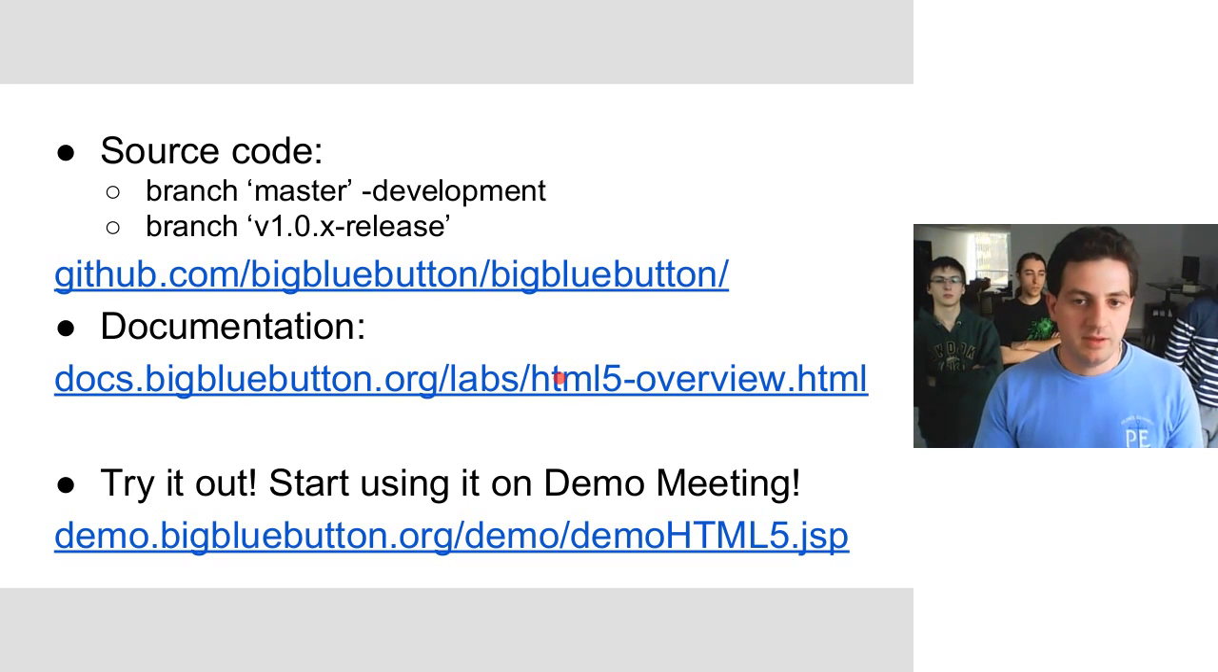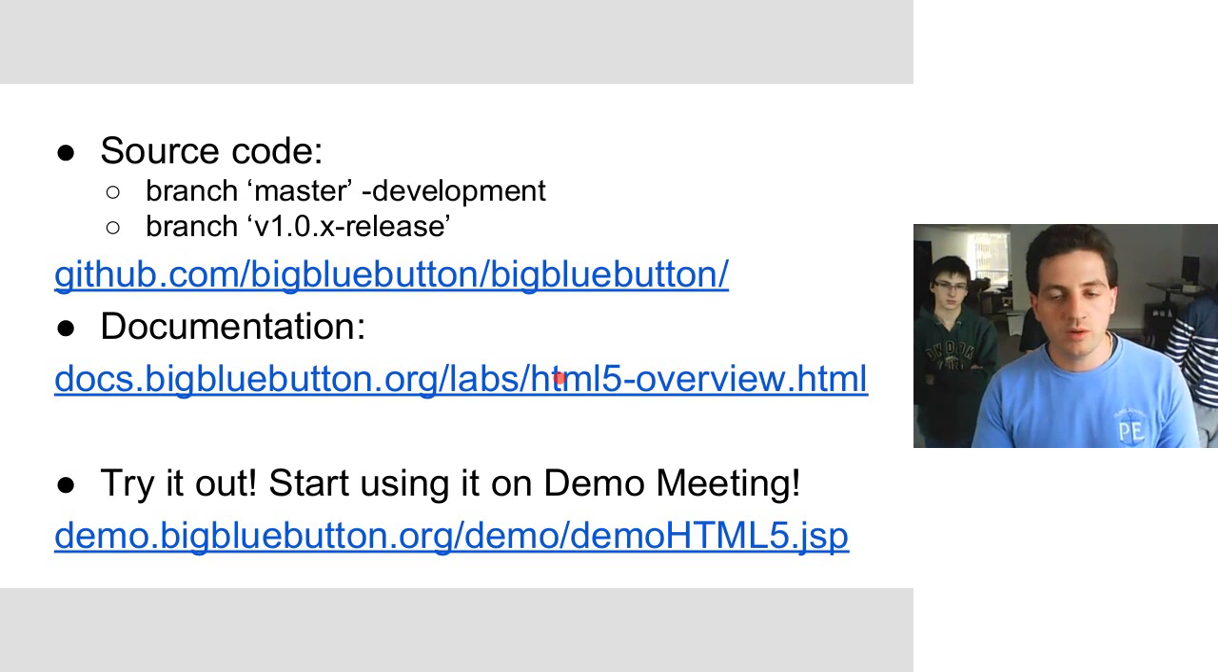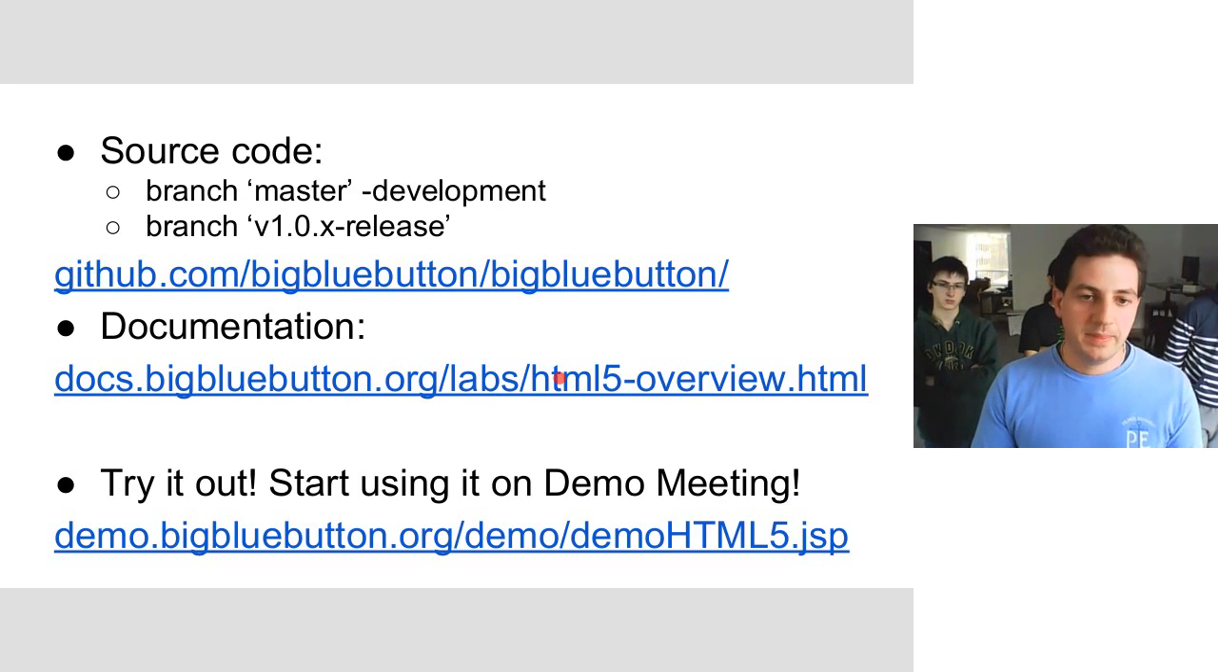Here you can see the link to our GitHub repository with all the source code. Just keep in mind that our master branch is still in development. There's a lot of changes, and you probably won't make it work. So if you want to try to build on top, just follow the documentation. And if you want to see how the latest stable version of BigBlueButton looks, you can go to the demo server, and all the source code for the demo server is on the 1.0 release branch.